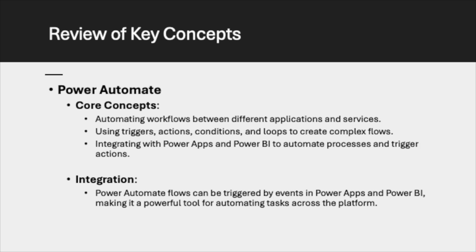Power Automate. The core concepts include automating workflows between different applications and services, using triggers, actions, conditions, and loops to create complex flows, integrating with Power Apps and Power BI to automate processes and trigger actions. For integration, Power Automate flows can be triggered by events in Power Apps and Power BI, making it a powerful tool for automating tasks across the platform.